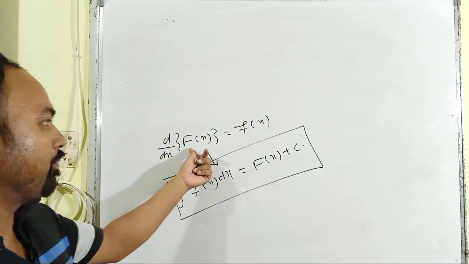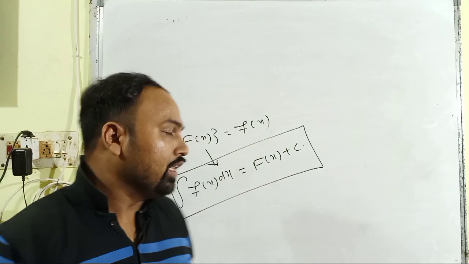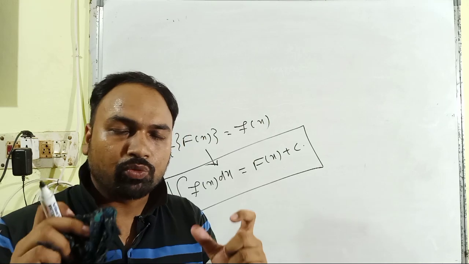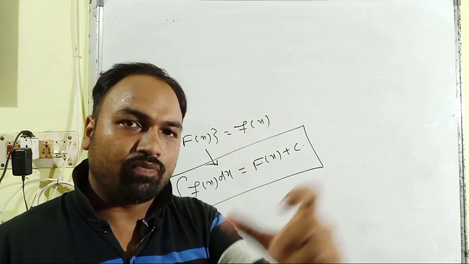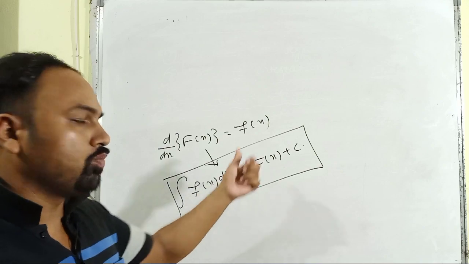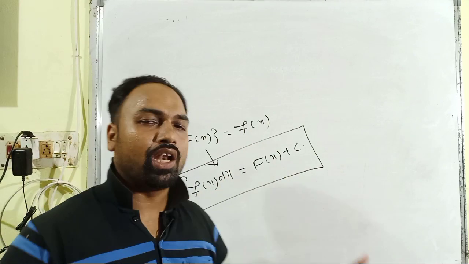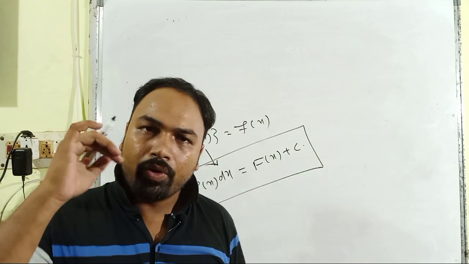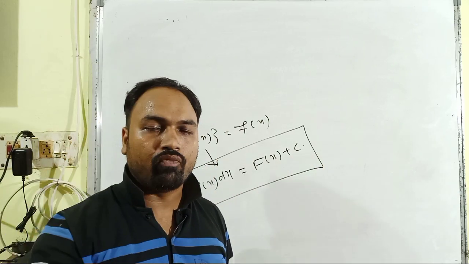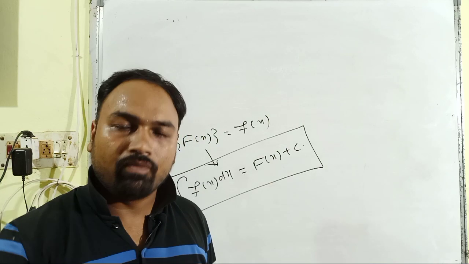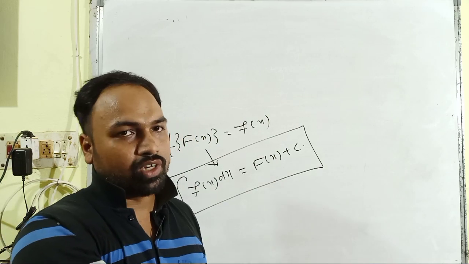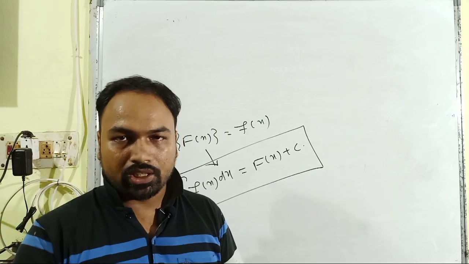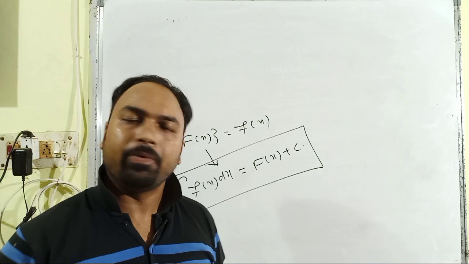If the derivative of capital F of x is equal to small f of x, then the integral of small f of x, by reversing the condition, because this is the reverse process of differentiation, is capital F of x plus c. By using this fundamental, we are now ready to go through the formulas of integration. Using the formulas of derivatives, we can move towards the formulas of integration. So let us see what the formulas in the chapter of integration are.